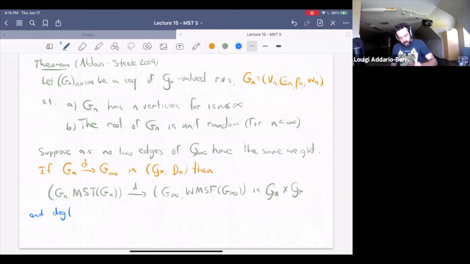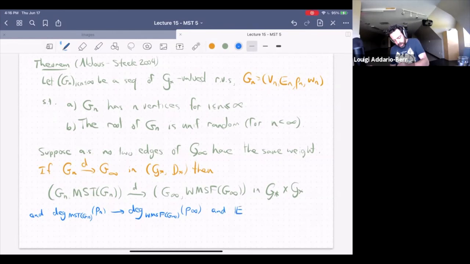Okay, and moreover, not only does the minimum spanning tree converge to the wired minimum spanning forest, also the degree of the root converges to the degree, sorry, that should say MST. So the degree of the root in the minimum spanning tree of Gn converges to the degree of the root in the wired minimum spanning forest of G infinity, and the expected degree in the minimum spanning forest is 2.